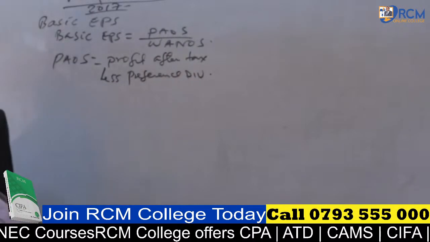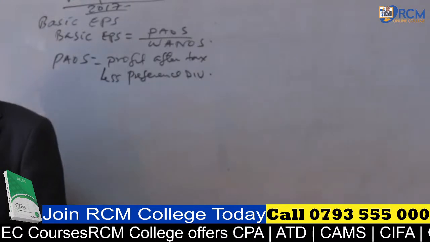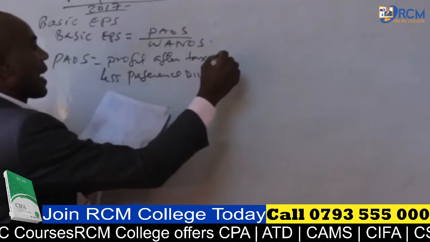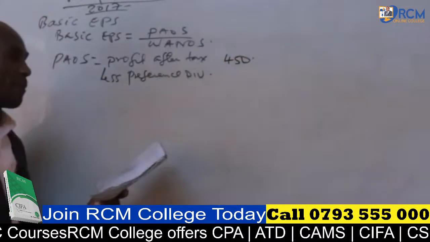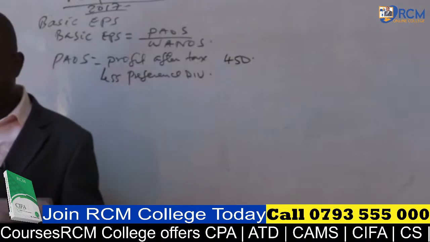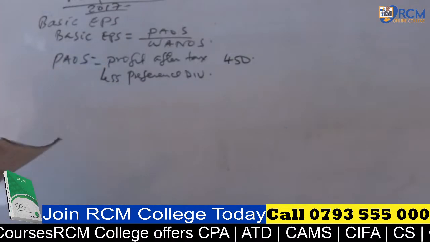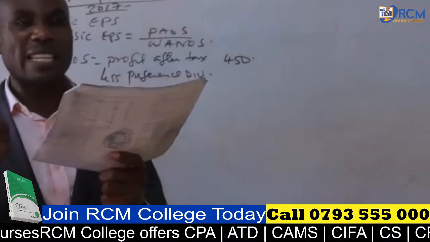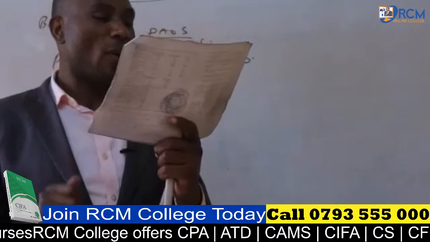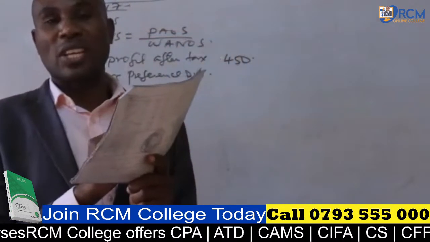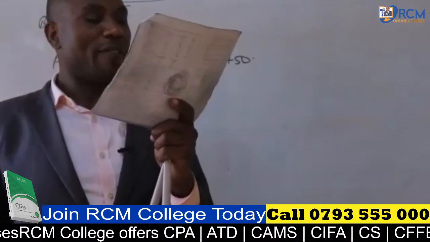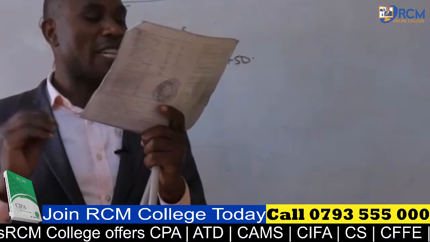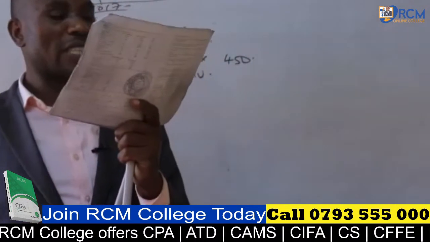Now, kindly let's check in 2017. How much is our profit after tax? Profit after tax, the examiner is telling us it's 450. Then we come to less preference dividend. And kindly, we have here 2 dividends that we are going to pay. Let's check in our capital structure. We have 8% redeemable preference shares of shillings 100 each, and 10% convertible preference shares of shillings 100 each.